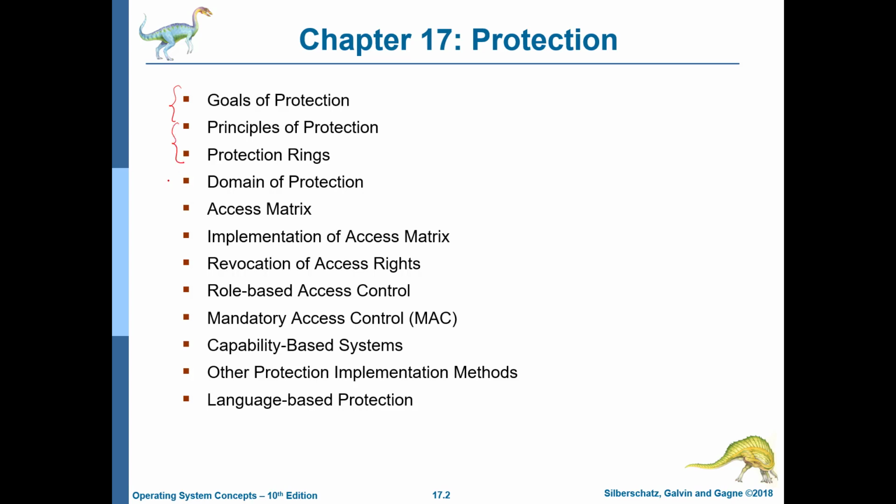Then we will talk about two main mechanisms. The first is access matrix based mechanisms and the second are capability based mechanisms for protection. And finally conclude with a few advanced aspects of protection, operating system protection.